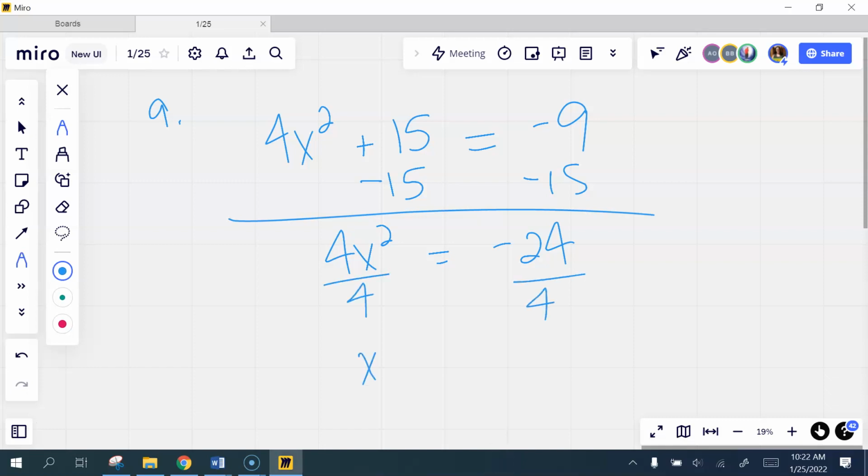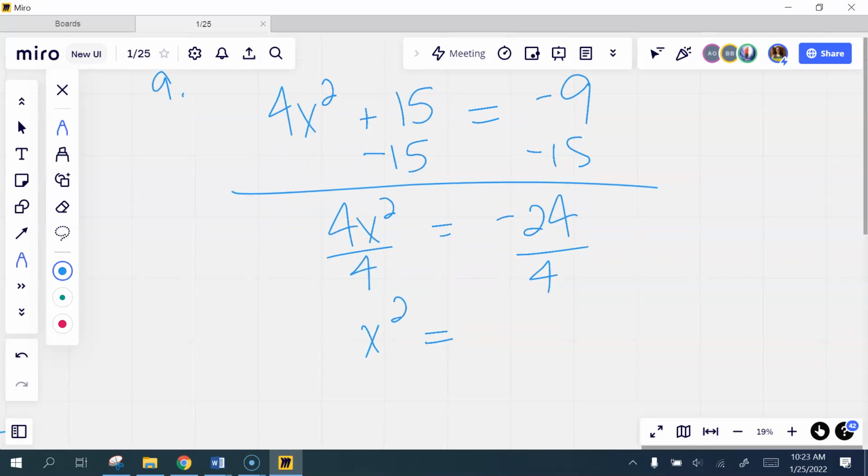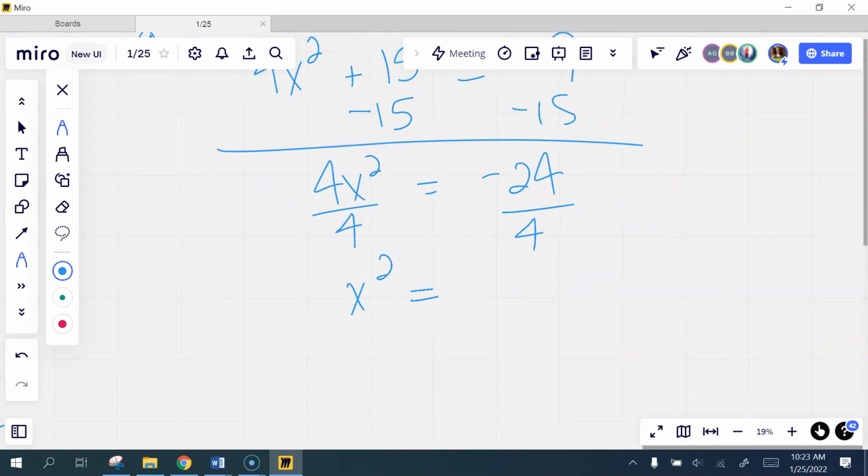Yay, y'all. I haven't taught you anything else, you know, sad math. Okay, what's -24 divided by 4? -6. What do you do now? That's exactly right. I'm going to square root, take that i out. So plus or minus i times the square root of 6.